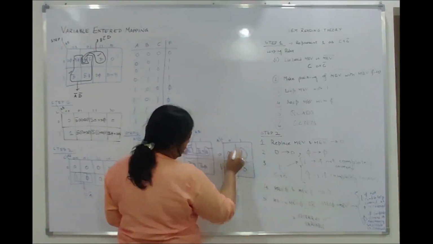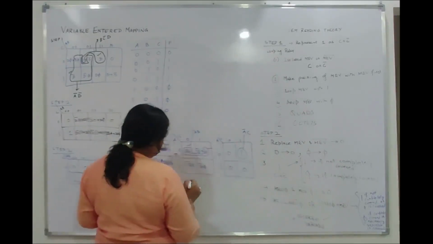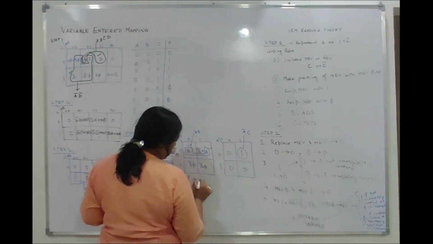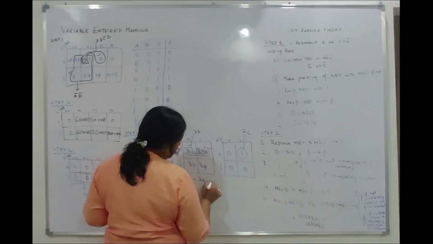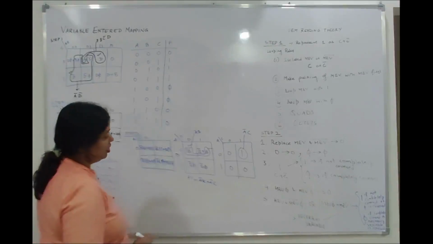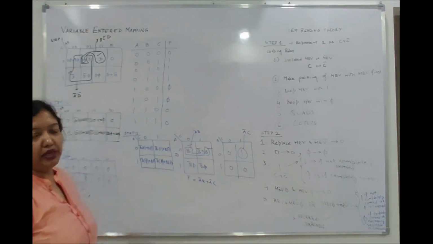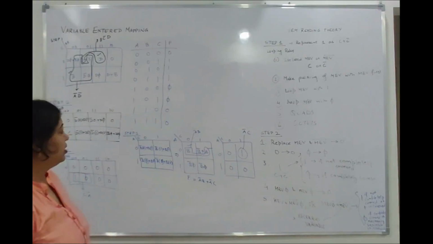So what is this term? This is A bar. So what is the function? A bar B plus A bar. This is the function. So you can eliminate any of the variables and you can use it as a map entered variable. There is no harm in it.